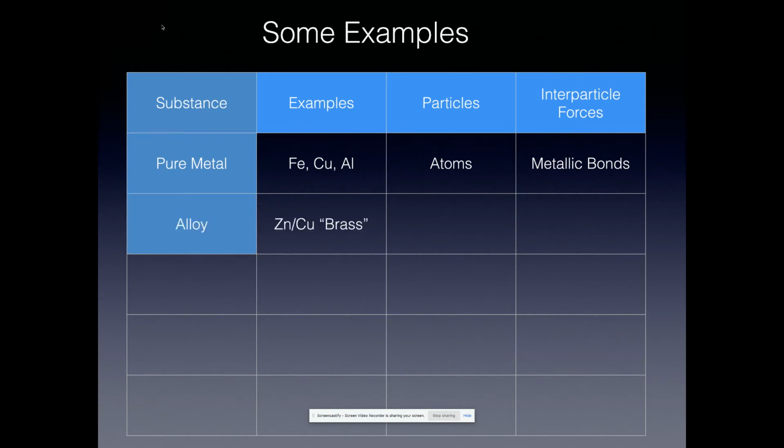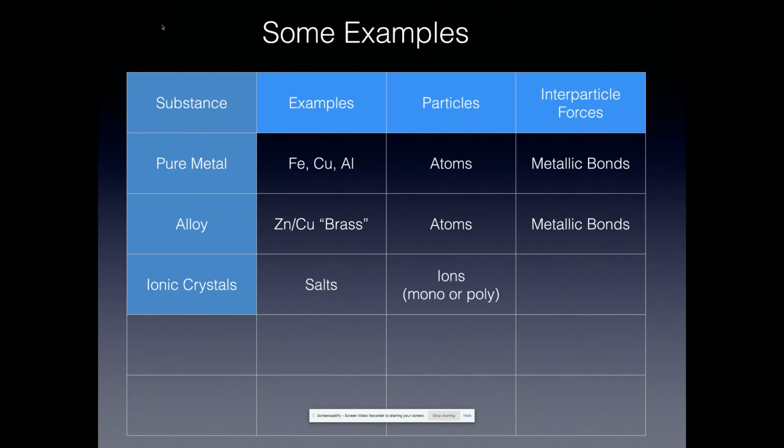Now, an alloy is a mixture of metals. Most gold is actually an alloy. Brass, which is probably the door hardware in your house, is a mixture of copper and zinc. Again, made up of atoms and held side by side with metallic bonding. Now, ionic crystals, any salt that we're talking about will fit this. It can be made up of monoatomic ions or polyatomic ions, it doesn't really matter. And what holds them side by side are ionic bonds.